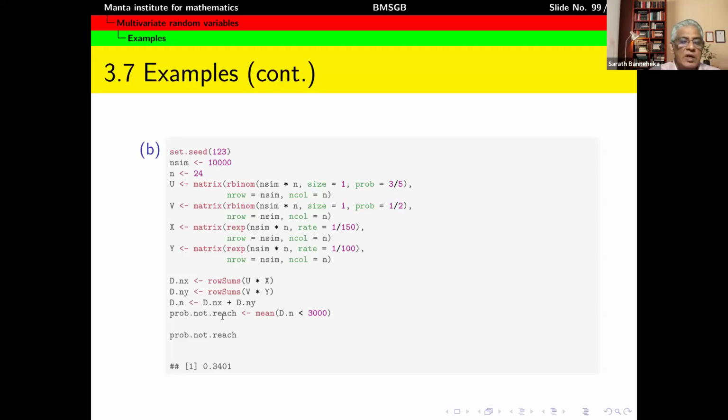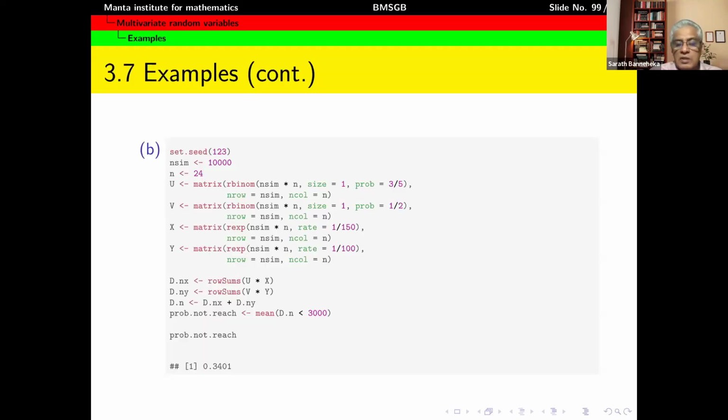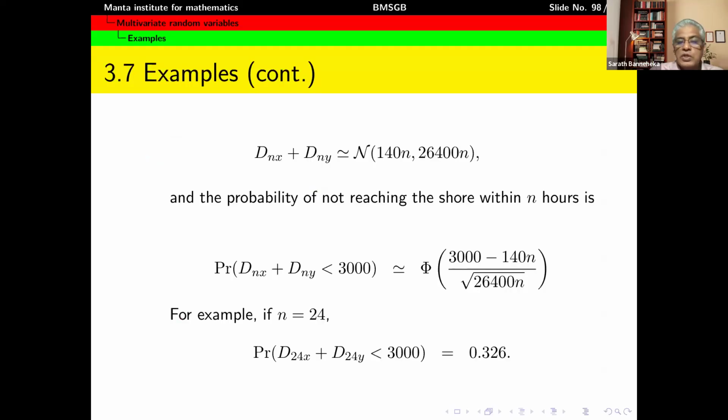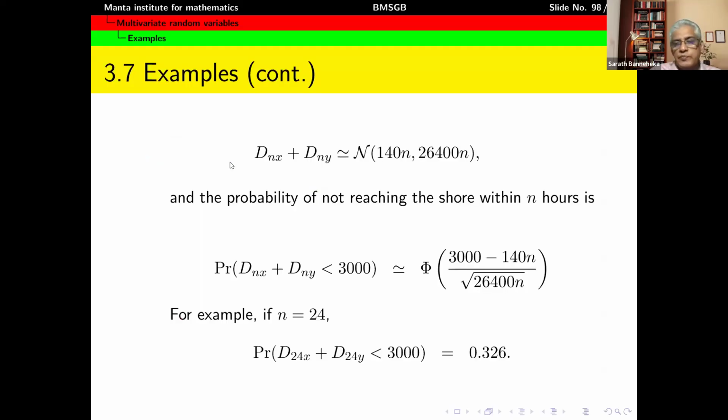So when I run it, I got the answer 0.3401, whereas the theoretical value was this number, 0.326. Right. So you can see that it's 3, 4 and 3, 3 up to two decimal places. So it's pretty close. If I run it again, it will be something else. But if I increase my NSIM, answers will be closer to the actual probability. Here I'm presenting only 10,000.